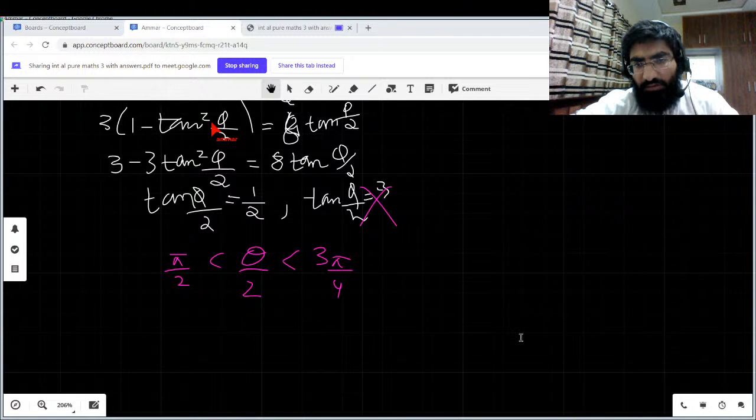It would be 26.6. Theta by 2 would be in which quadrant? Theta by 2 would be over 90 degrees first off, so it can't be 26.6. It'll be that plus 180. So 206.6.